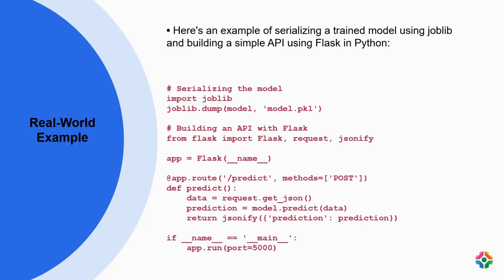In practice, this setup allows for model serialization using joblib and the creation of a simple API using Flask to serve predictions based on the serialized model.